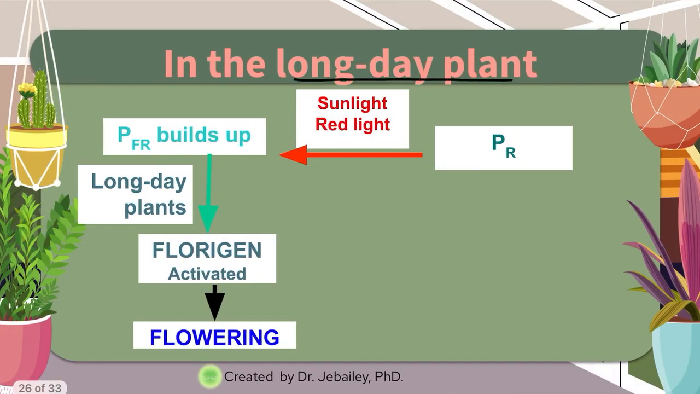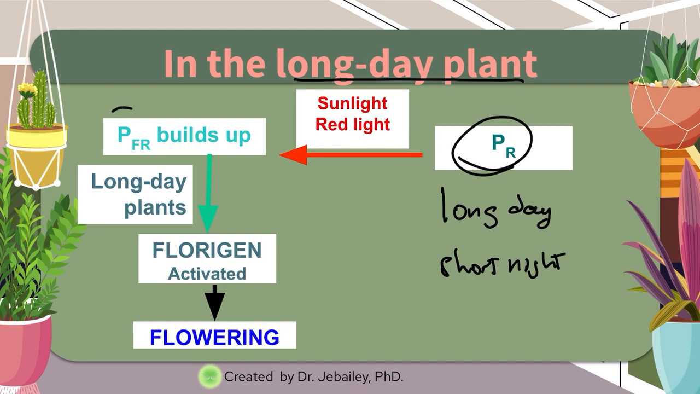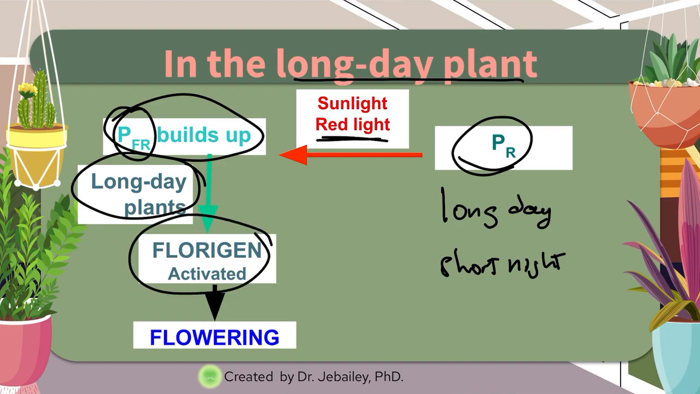On the long day, again, think of a long day. That means this one wants what? A very short night. So the long day, what are we doing during the day? PR is converted to PFR, which builds really fast during the sunlight. And that means the long day says, oh, I like a lot of PFR, so I will activate the gene florigen that activates for flowering, and flower will happen. So what does the long day want? The long day wants a lot of PFR in order to flower.